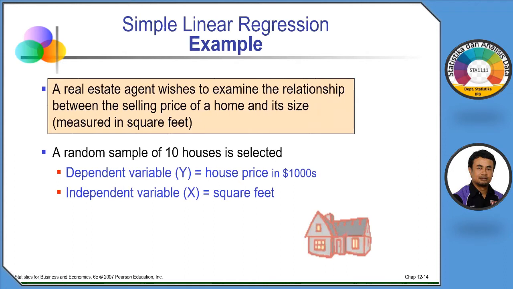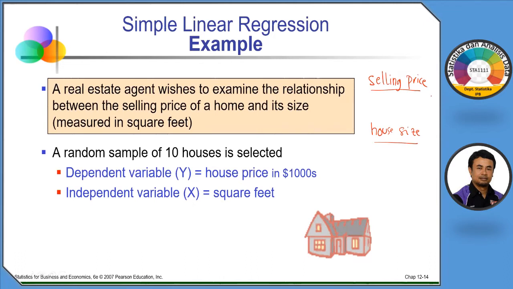Okay, let's see an example in our daily life. Let's say a real estate agent wishes to examine the relationship between the selling price of a house and its size. So if you see here, we have two variables. The first variable is selling price, and the second variable is the house size. So two variables here: selling price and house size.